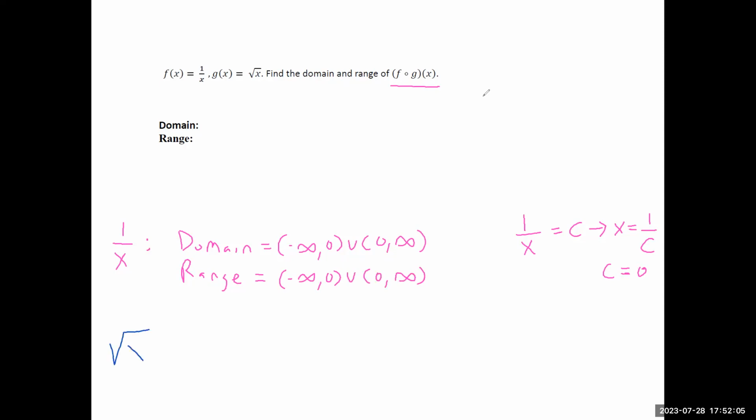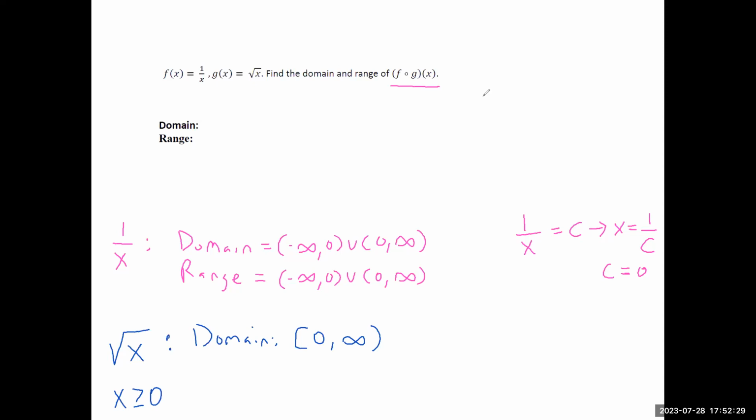Now, what about square root of x? Well, remember that for square root, the values of x that we input into square root have to be greater than or equal to 0. So, x greater than or equal to 0 as an interval, that's written as close bracket 0, and then up to infinity with an open parenthesis.